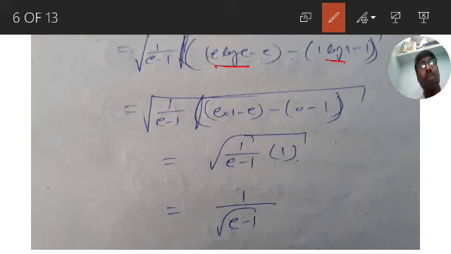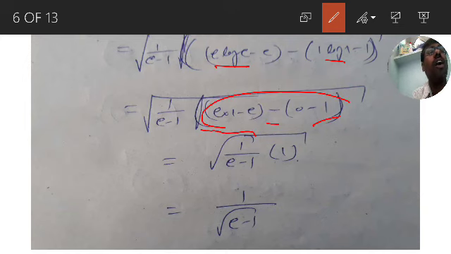Log e is equal to 1 and log 1 is equal to 0. Substitute e into 1: e minus e becomes 0. And log 1 is 0, minus into minus gives 1. So altogether what is the value? This is 0 and this is 1. So 0 plus 1, that is 1.